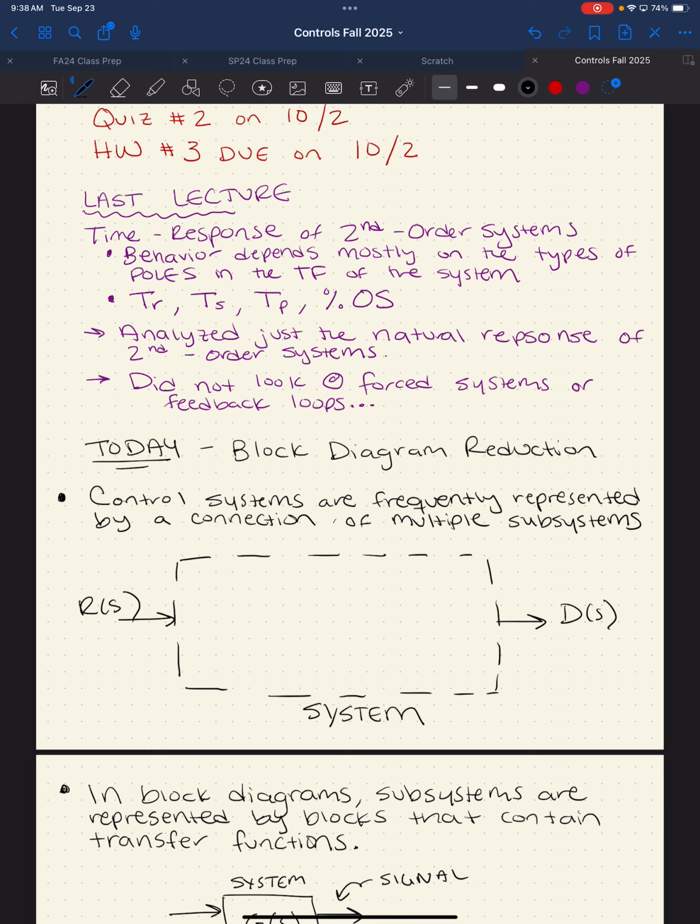But in all actuality, this big system might be made up of several subsystems. Okay, so we might draw that like this. Instead of going into this big block, we might have a subsystem followed by a subsystem followed by a subsystem.